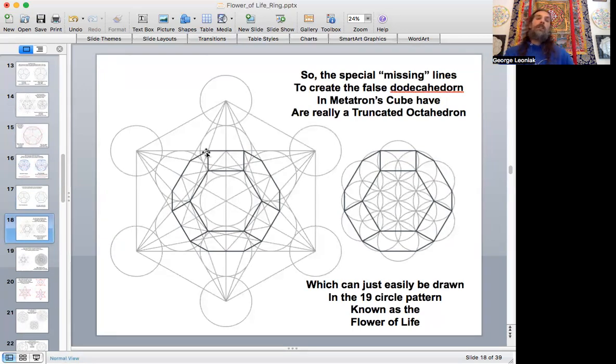Well, what I'm showing here is that those missing lines really have been a truncated octahedron the whole time. And in fact, you have all the points, even in the same line diagram of Metatron's cube outline, to show you how to pick up the square faces and to complete the central hexagon. It's all right there.